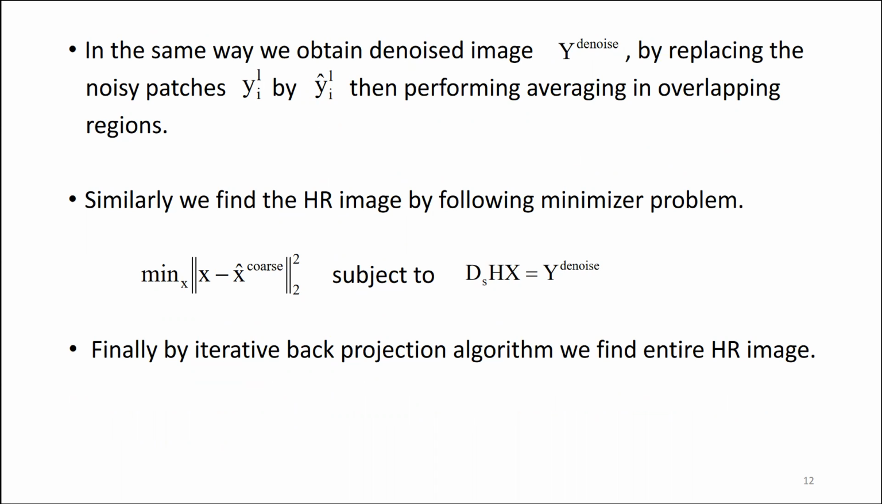In order to get a very fine high resolution image, we use the back projection algorithm. It means we iterate the high resolution image such that the decimation factor and deblurring factor times the high resolution patch equal the denoised patch of Y. So in conclusion, we take advantage of database patches and get the high resolution image from the low resolution input image.